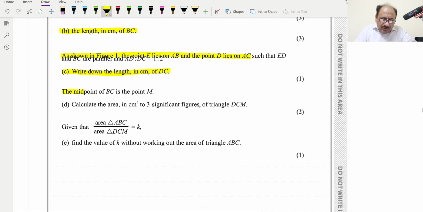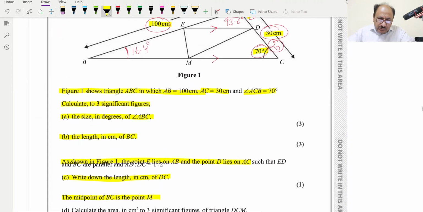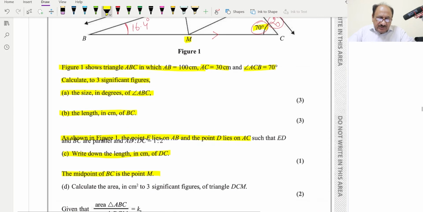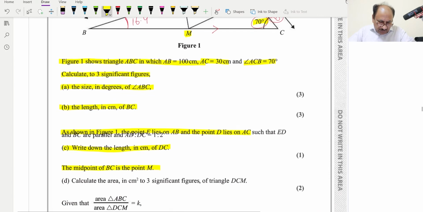Now for D part, the midpoint of BC is M. So this is the midpoint of BC, and the total length is 106, which we have already calculated.